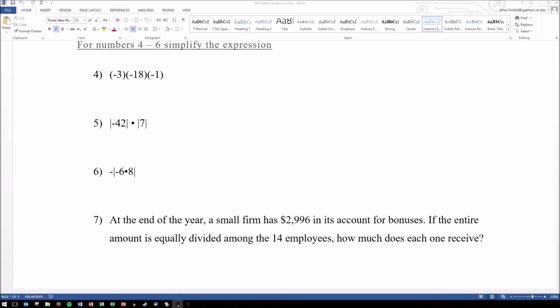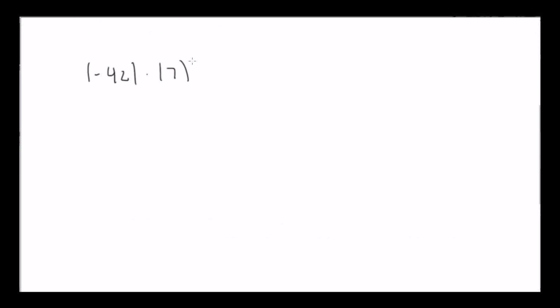All right, number 4. We have the absolute value of -42 times the absolute value of 7. So what absolute value basically is, how far away is it on the number line from 0, or the magnitude, which you'll learn in higher math classes, but let's just do number 7 really quick.